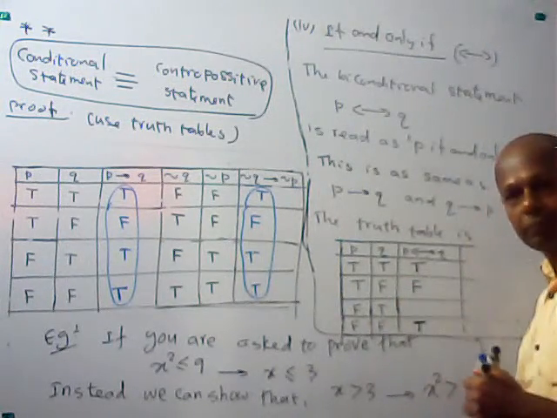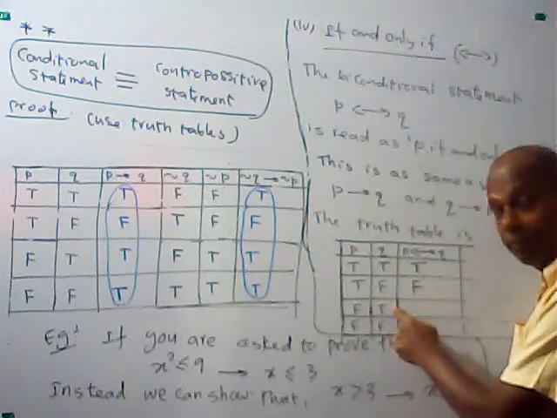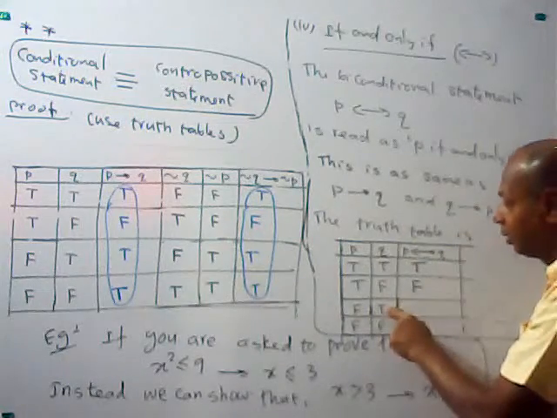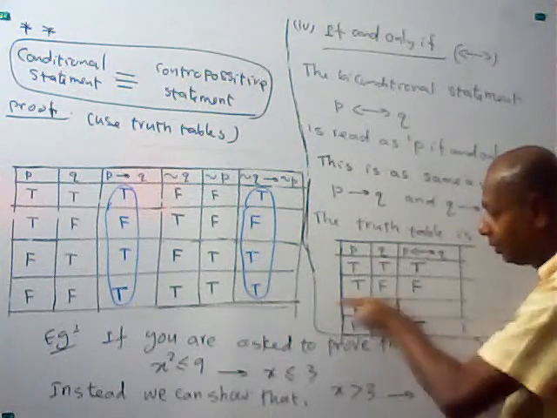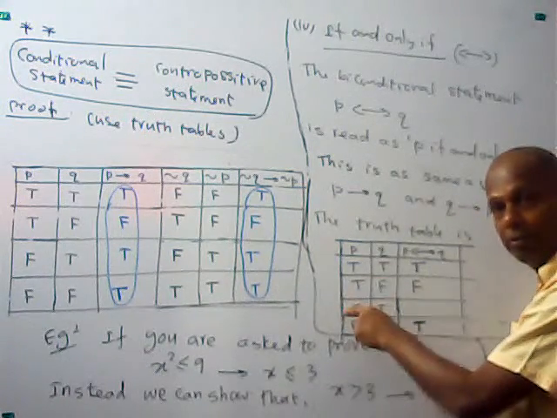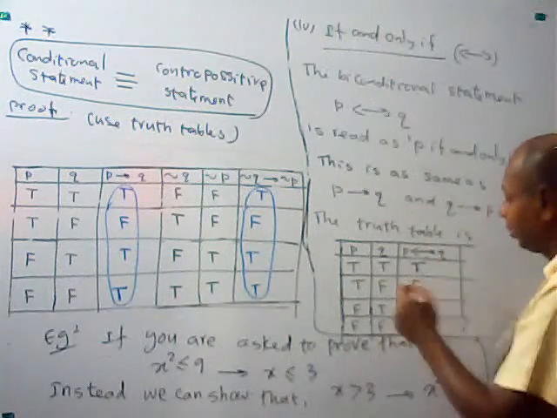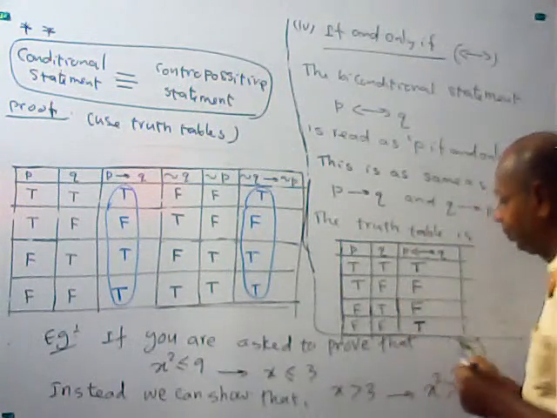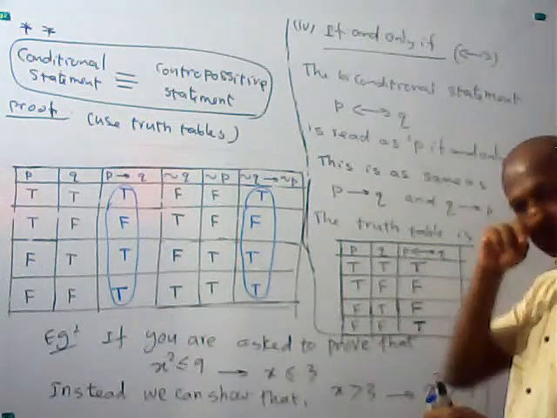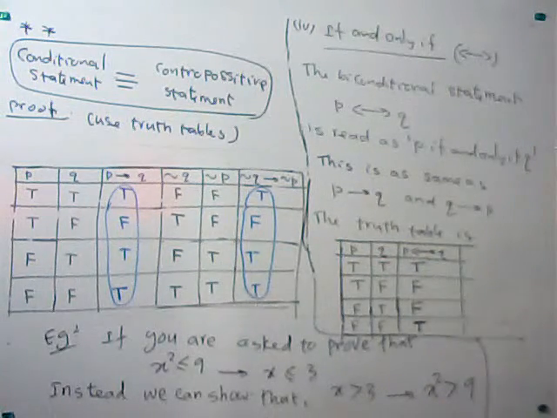If you consider false and true: P implies Q is true. This side is true, but here Q is true and P is false, so Q implies P is false. Therefore this side is false, and the whole thing is false. So make the truth table again: true, false, false, true. Two trues and two falses. Right?